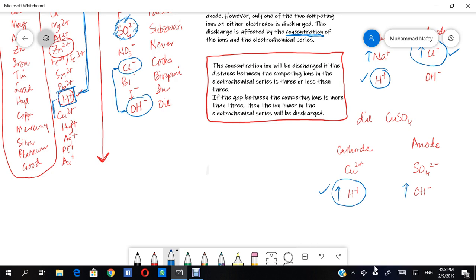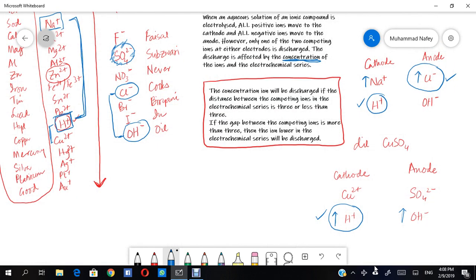Now let's move to the anode. The hydroxide ion is the more concentrated ion, and if the gap between the sulfate ions and the hydroxide ions is 3 or less than 3, then hydroxide ions should be discharged. So let's take a look. Here is sulfate and here is hydroxide. Hydroxide is much lower than sulfate. The gap is much more than 3. Therefore, no matter what the concentration is, hydroxide will be discharged.